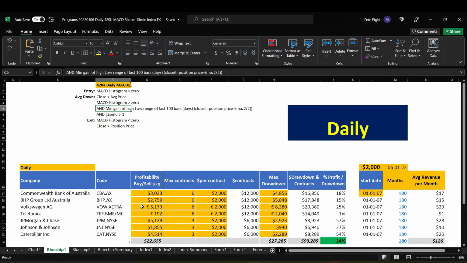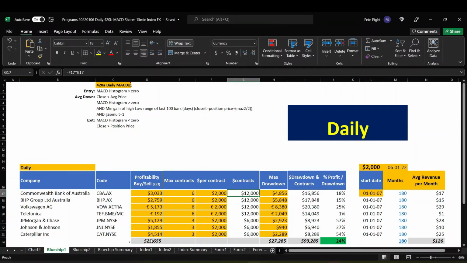You can see there the revenue generated over the period for all these stocks was 22,655. The maximum drawdown total, which includes the drawdown plus the number of contracts, you can see there that's simply looking at 6 times 2,000 is 12,000. That's what that times that equals all these, plus the drawdowns. The total drawdown would have been 27,285. Now, most of that would have been probably during the GFC, but not necessarily.